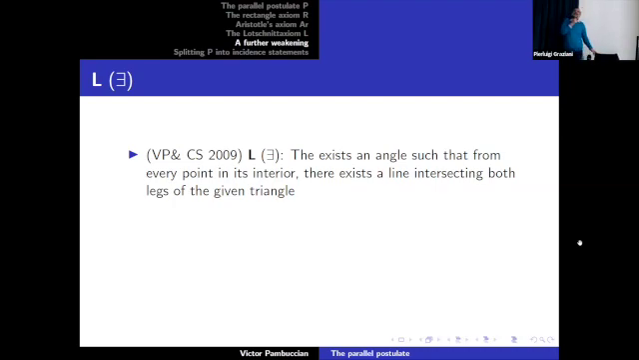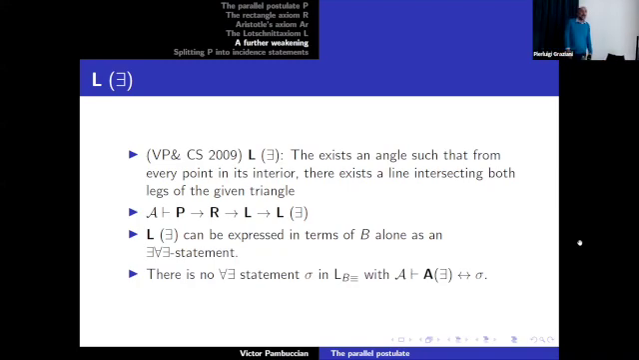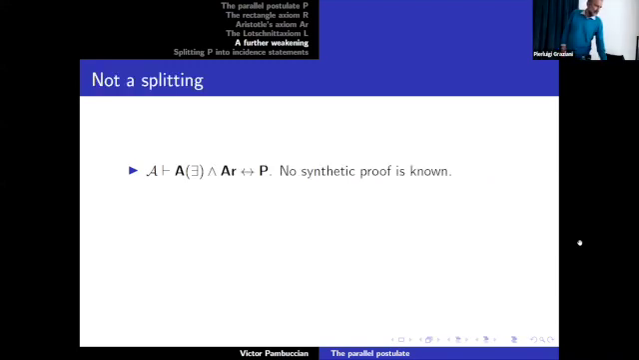This axiom just says that there exists some angle, you would think a very tiny angle, for which this is true. And here we have an even longer string of weakenings of the parallel postulate. None of the arrows go in the other direction. This can be expressed in terms of B alone as an existential, universal existential statement. And one can prove that there is no universal existential statement that would be equivalent to it.